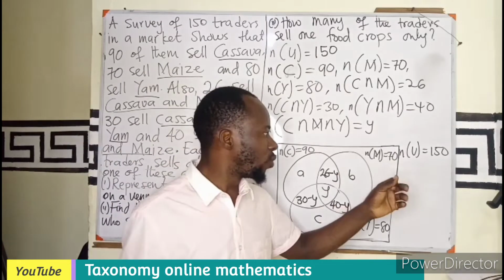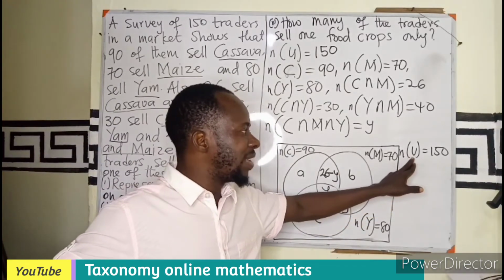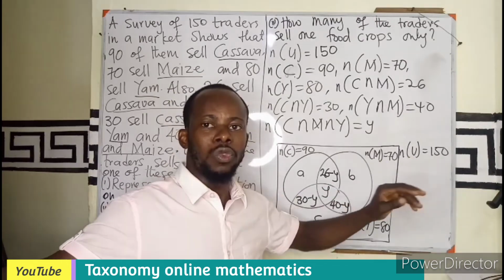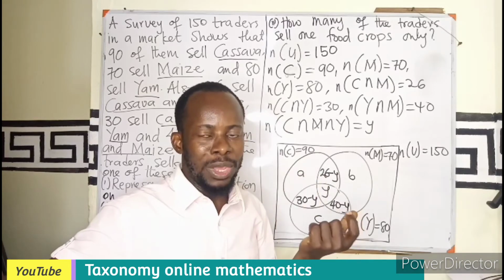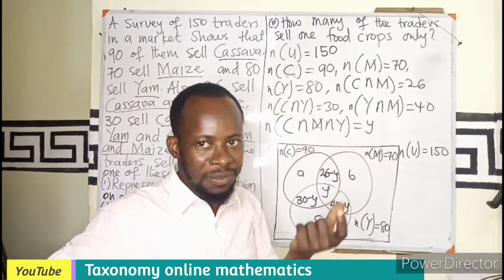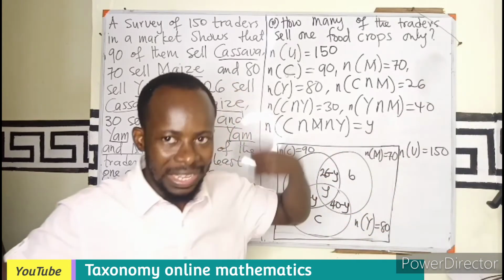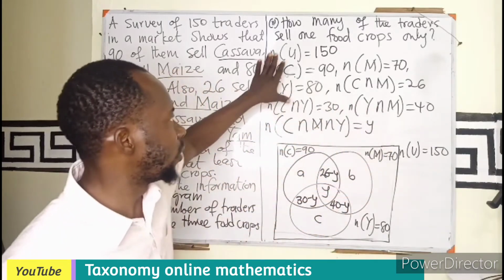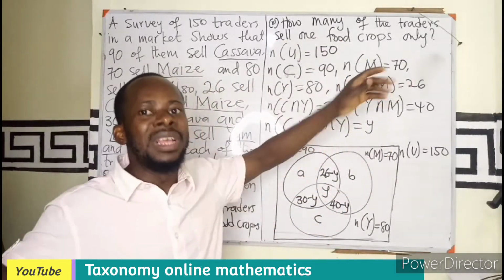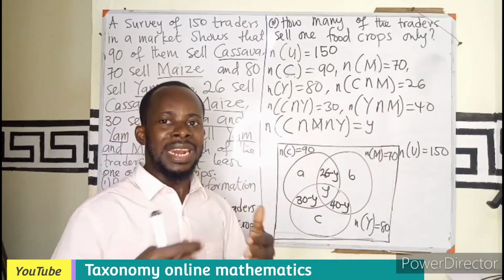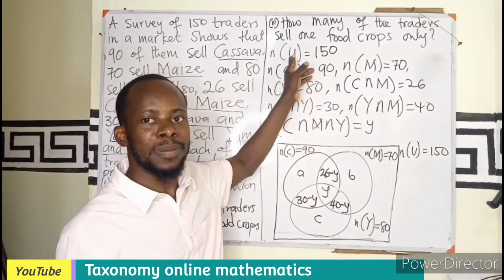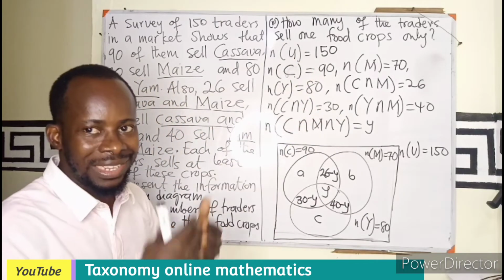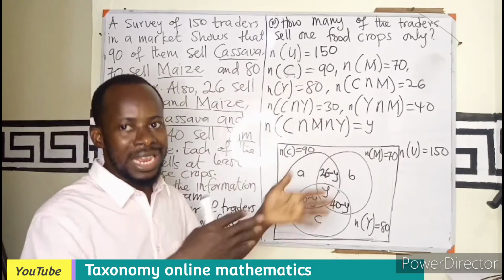Now, what I want to explain is that don't write the universal set to be U equals to 150. You know, U is a letter. U cannot be equal to 150. It's the number of the universal set. That is why at times we prefer to write the preamble in word form. Let U represent the number of traders in the market. Let C represent the traders who sell cassava, in that order.